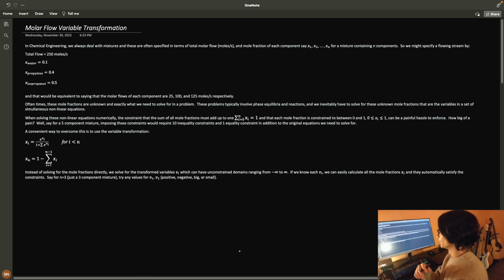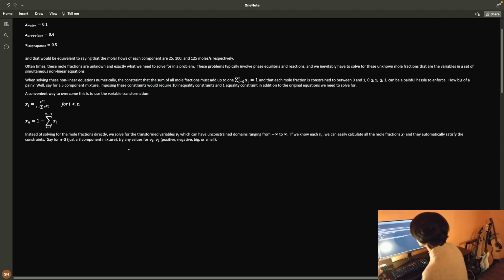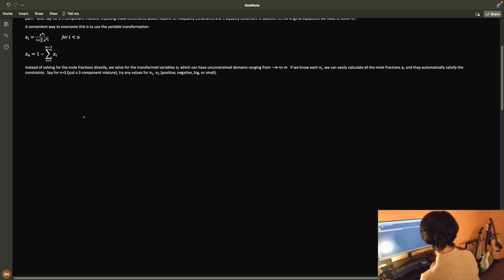In this particular example, we'll transform our mole fraction variable into this expression right here, and we'll take a look at how we can do our calculations from there. So let's get started. We have our first equation, which says that the mole fraction of a component i is equal to e raised to the power of our variable vi divided by 1 plus the summation from 1 to n minus 1 of e raised to vi. And this is true for i less than n.